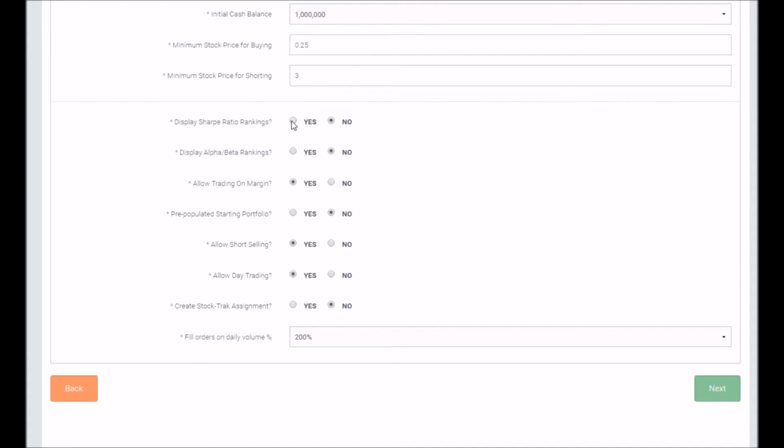Next, choose whether or not you want to have class rankings by the Sharpe ratio and alpha beta. If you include these, they will be in addition to the normal portfolio value ranking. You can also allow or disallow margin trading for your students. This will let them borrow money. If you set this to no, all they can do is buy stocks using their initial cash, and they will need to sell in order to get more buying power.